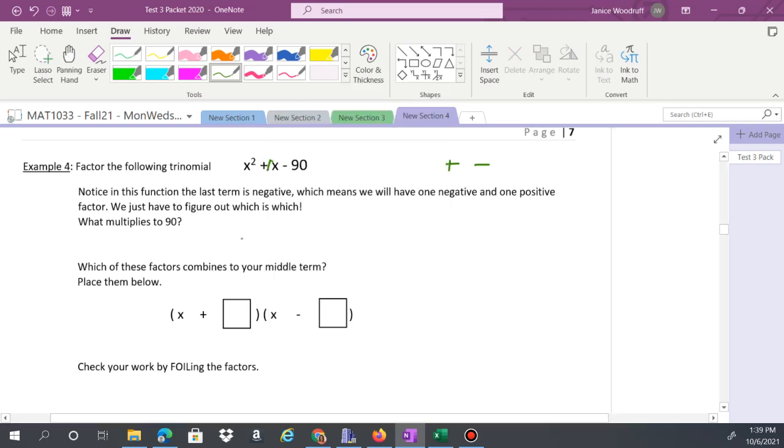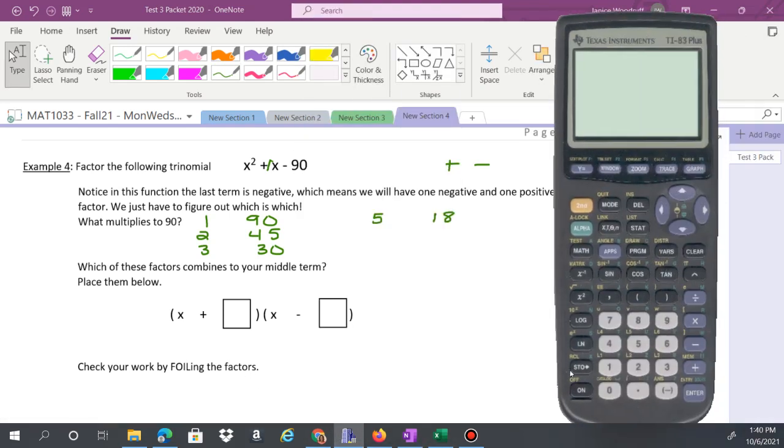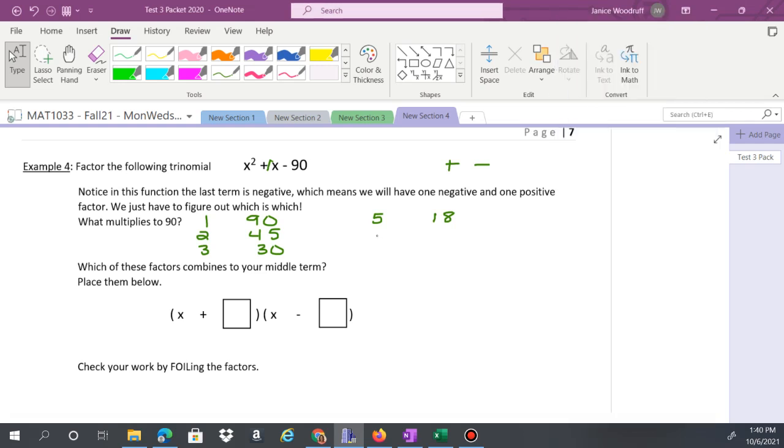So I'm just going to go ahead and start thinking about what multiplies to 90. I've got 1 and 90, 2 and 45, 3 and 30. I think 4 does not go in. 5 goes in 18 times. And you guys can also do this. 90 divided by 5, 90 divided by 6, 6 and 15. 7, I don't think 7 works.